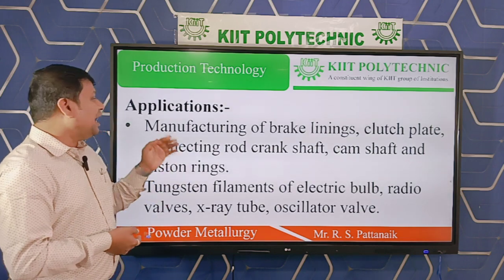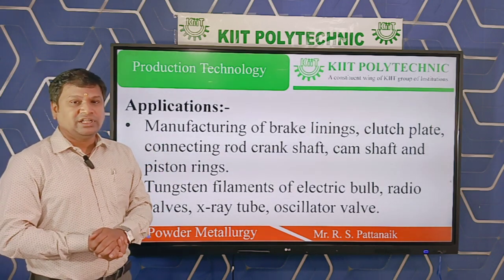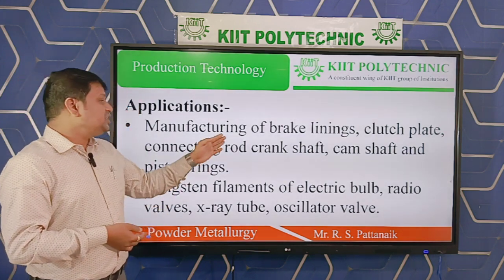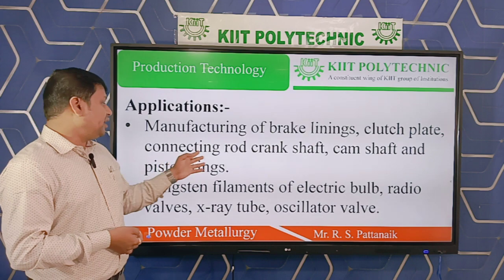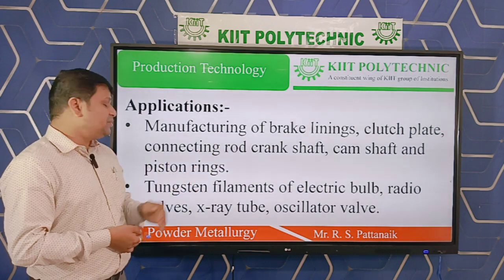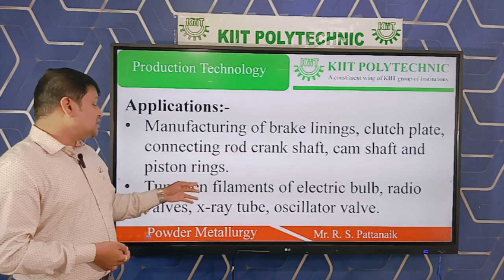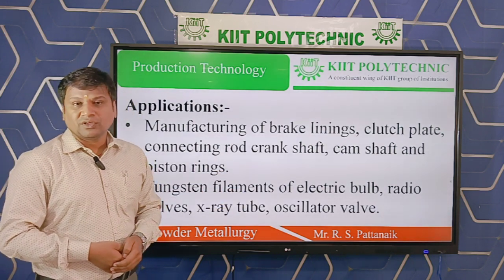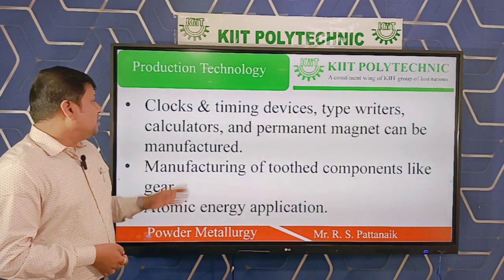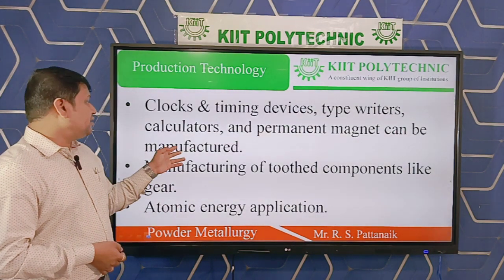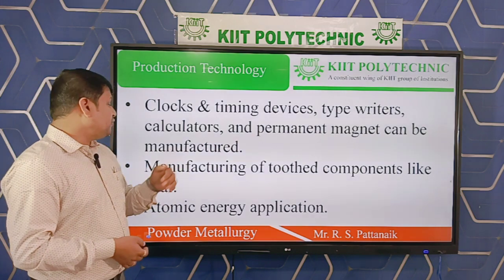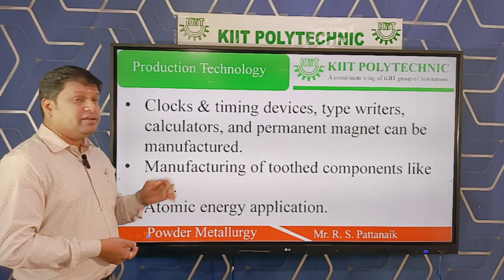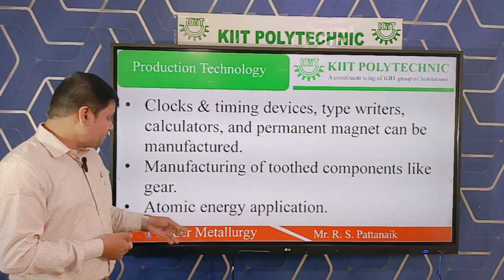Then next is the application of powder metallurgy technique. In case of IC engine, okay, manufacturing of brake linings, clutch plate, connecting rod, crankshaft, camshaft, and piston rings. Okay, then tungsten filaments of electric valve, radio valves, X-ray tube, oscillator valve, etc. Okay, so clocks and timing devices, typewriters, calculators, and permanent magnets can be manufactured. Okay, so toothed components like gears are also manufactured by this process.